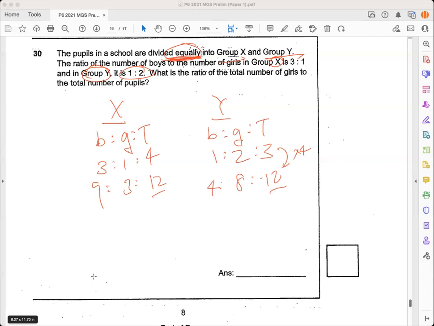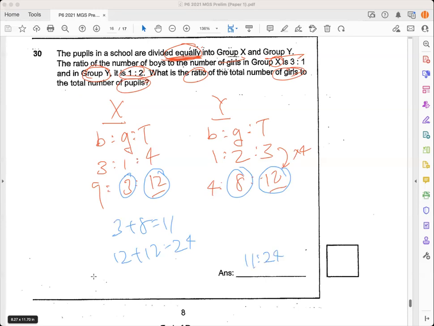The question is, what is the ratio of the girls to the pupils? Total girls is equal to 3 units from group X, 8 units from group Y, so it's 3 plus 8. Girls is 11 units. Total is 12 from X and 12 from Y. So 12 plus 12, 24. So the answer will be 11 to 24.